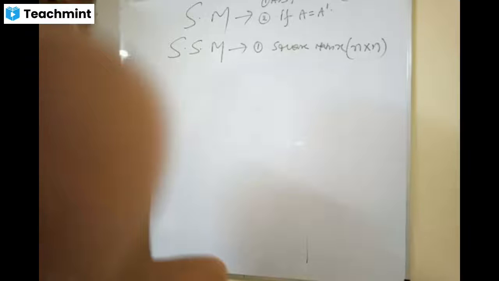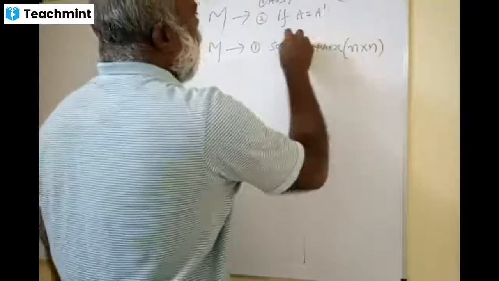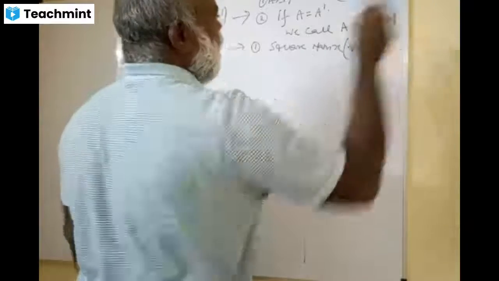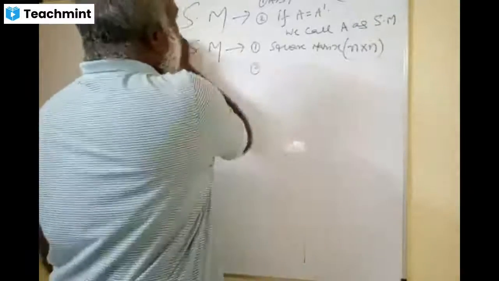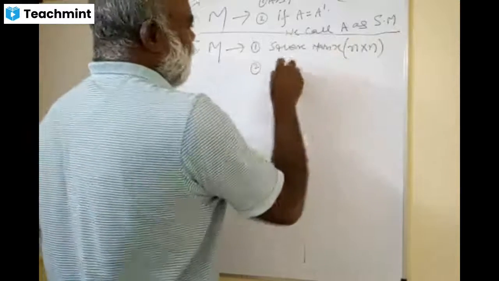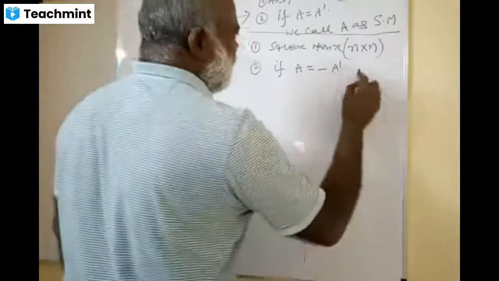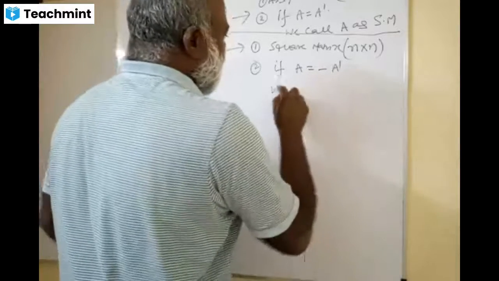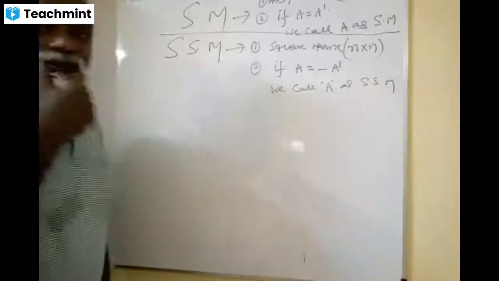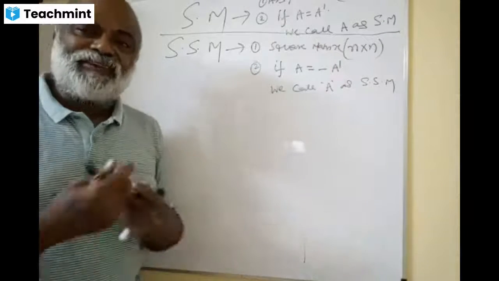Transpose, right? Okay. So if A is equal to A transpose, we call A a symmetric matrix. The second condition is for a skew symmetric matrix, a square matrix in which if A equals minus A dash, we call this A a skew symmetric matrix. Okay, this is a mathematical rule, fine. What is the consequence of it?